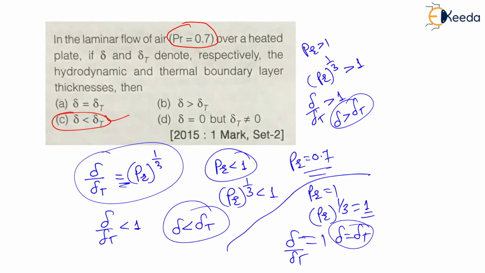Right. And on each and every concept, they have asked questions. In this question, they have given Prandtl number less than 1. Therefore, delta is less than delta T. But many times they have given Prandtl number more than 1, then delta is more than delta T. Many times they have given Prandtl number is equal to 1, then delta is equal to delta T.